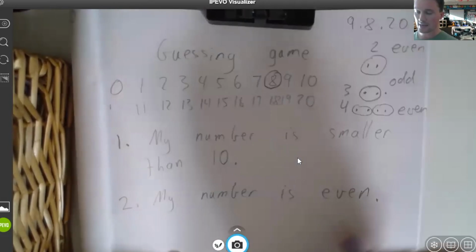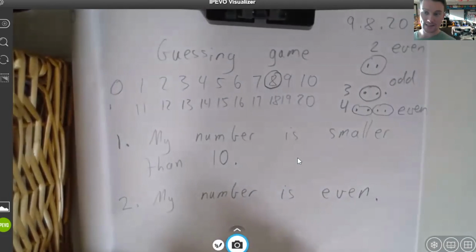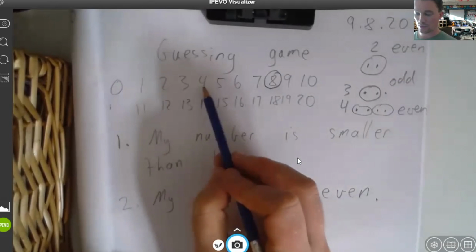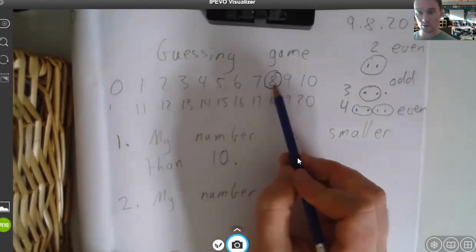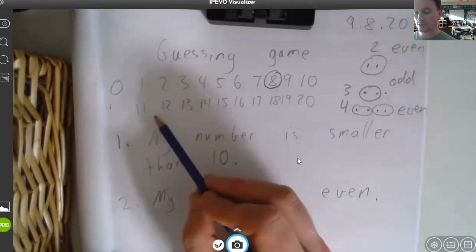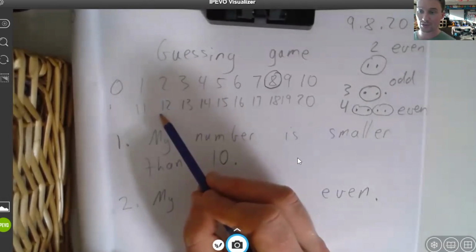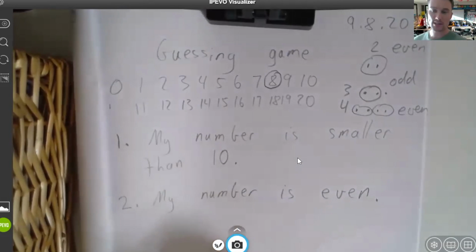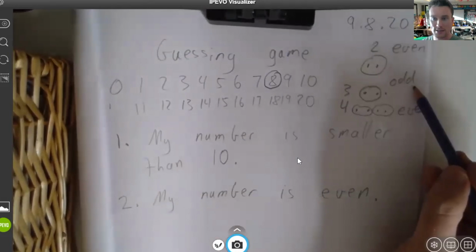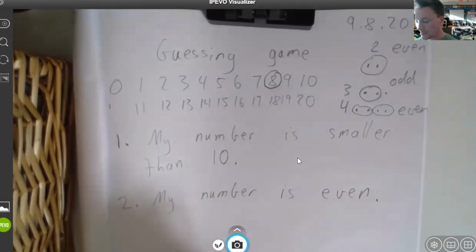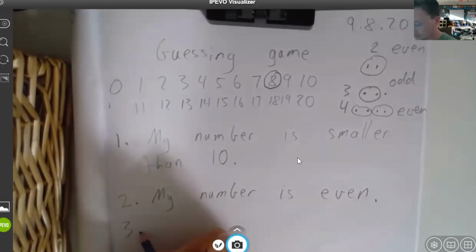So when I'm saying my number is even, that must mean it's either 2 or 4 or 6 or 8 or 10 or 12. We're just counting by 2s. So that might be a good one. Is your number even or is it odd? And there's 1 left out. Let's think of a third one.